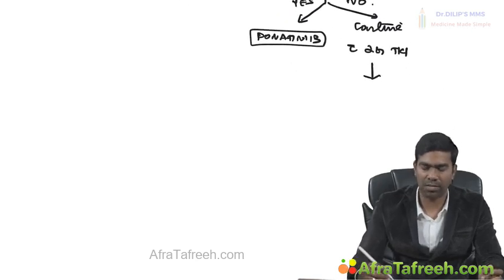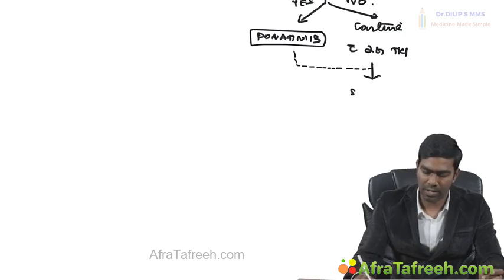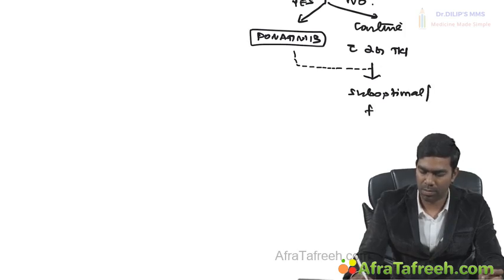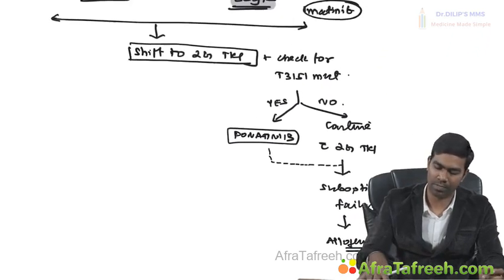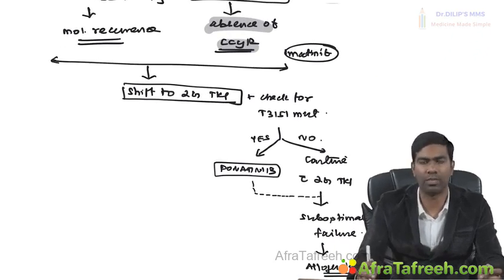So still, with a second generation TKI or with ponatinib, if you are having a suboptimal or a failed response, you have to consider using an allogenic hematopoietic stem cell transplant. This is the current practice of what we do.